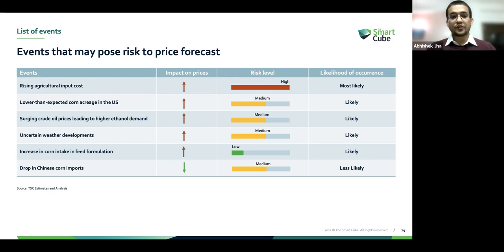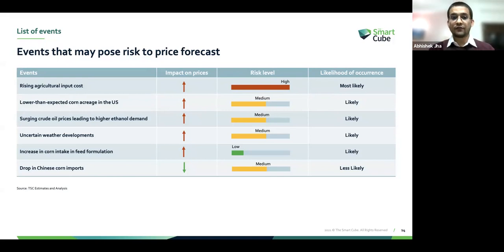Surging crude oil prices as well might see increased demand for ethanol for blending, and that would increase the demand for corn, again an upward risk for prices. Then uncertain weather developments. The projections we have on the weather front and how it actually pans out are two very different things. If there are any unexpected weather developments, that again is a risk on the upside for corn.